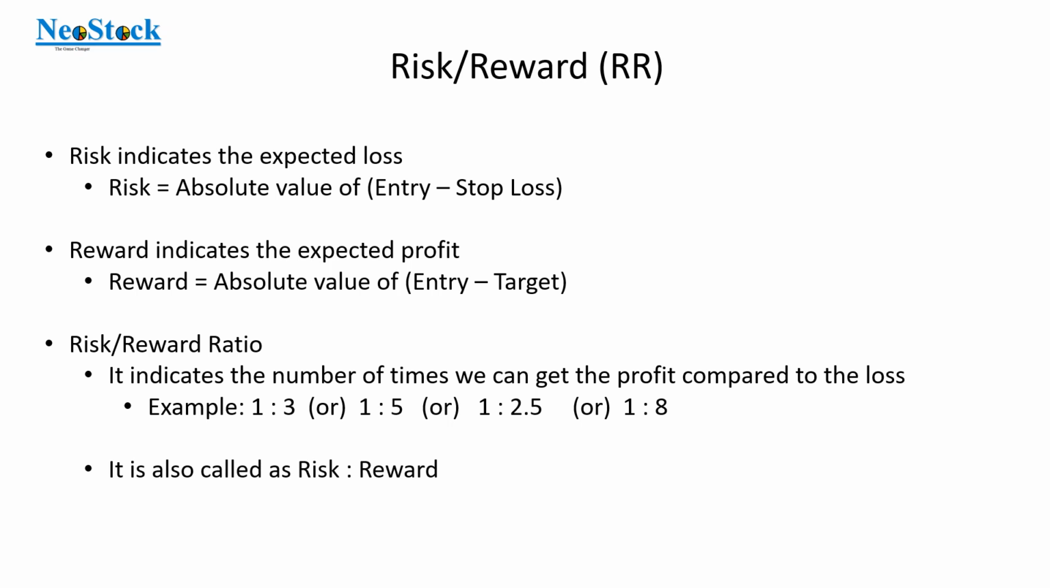So it is also called risk ratio reward, or risk is to reward, like 1:3. So in 1:3, one indicates the risk and 3 indicates the reward. That's why risk is to reward. And in short form, we call it RR. That is risk reward. Let us look into the examples to understand risk reward calculation in a better way.